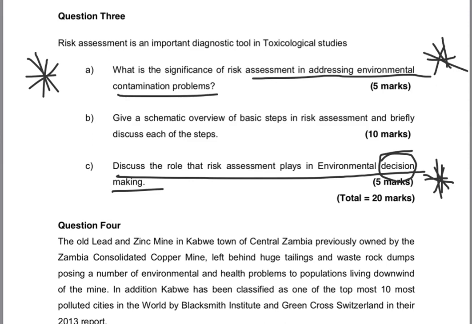So one of the roles that risk assessment plays is that it helps us to understand the nature of the contaminant. Once you understand the nature of the contaminant, it becomes easy to even identify or suggest the possible solutions to that situation at hand. Can you just repeat that? Okay, what I'm saying is that it helps us to study the nature of the contaminant or the nature of the toxicant.